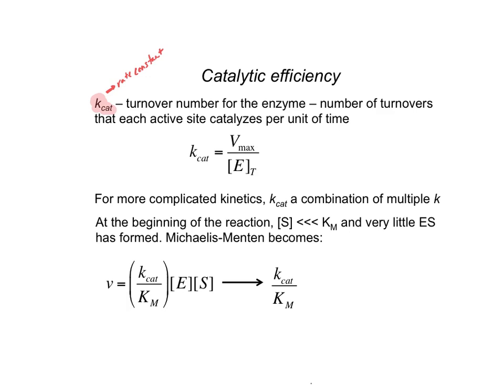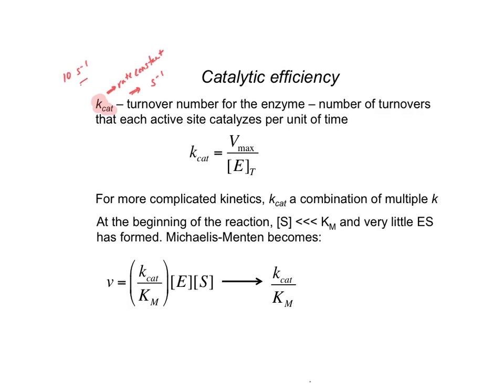So Kcat is essentially the rate constant for the overall reaction. And we frequently will call this the turnover number, right? Because what it's going to do is essentially tell us the number of molecules that react per unit time. So Kcat has units of inverse seconds, right? And so, for example, if we had a Kcat of 10 per second, that would tell you that the enzyme turns over 10 times per second, right? So it's giving you an overall idea of the rate of the reaction. So the larger the Kcat, the more turnovers we get per unit time, the overall faster rate of the enzyme.